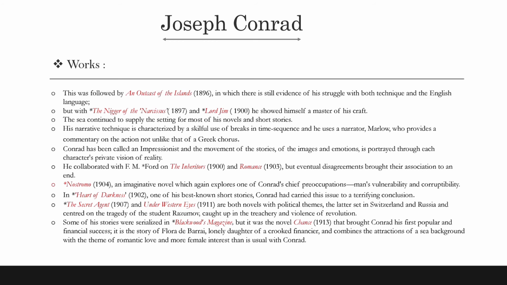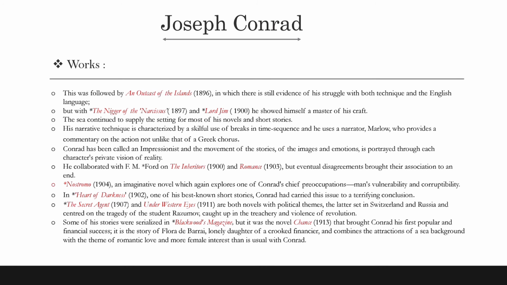Some of his stories were serialized in Blackwood's magazine, but it was the novel Chance, published in 1913, that brought Conrad his first popular and financial success. It is the story of Flora de Barral, lonely daughter of a crooked financier, and combines the attractions of a sea background with the theme of romantic love and more female interest than is usual with Conrad.